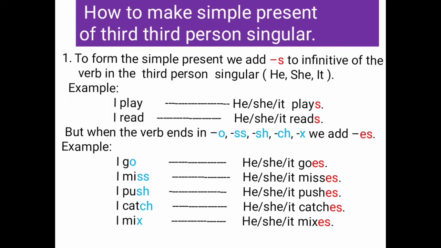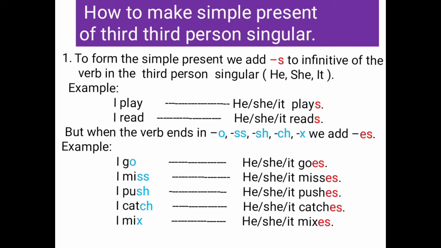Let's try to know how to make simple present of third person singular. To form the simple present, we add s to infinitive of the verb in the third person singular he, she, it. For example, I play, I read. Then let's have example of third person singular like he, she, it plays, he, she, it reads.